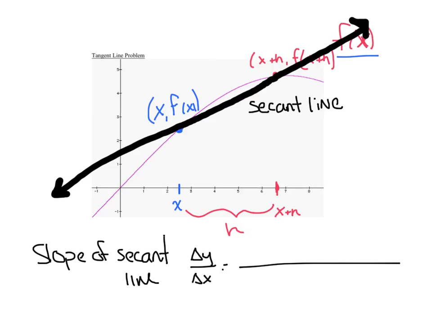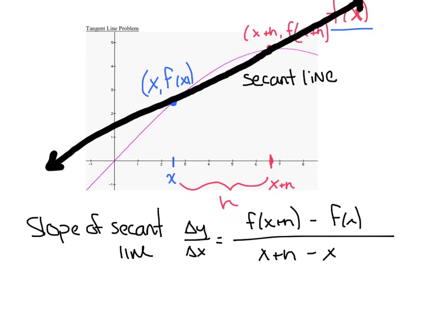Now, let's put that in terms of this problem. My y value is f of x plus h minus my other y value, f of x, all over my change in x's, which is x plus h minus x. And if I were to clean that up, you'll notice I get f of x plus h minus f of x all over, of course these x's are going to cancel, so all over h.